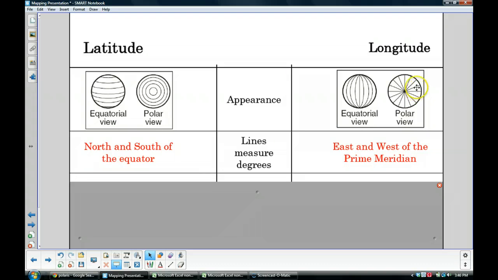If I continue another 90 degrees, I'd be at 180 degrees, and I would be all the way around, halfway around. If I start here and I go 90 degrees to the west, I'm here. I continue around to 180 degrees. Again, the maximum amount of longitude would be 180 degrees.